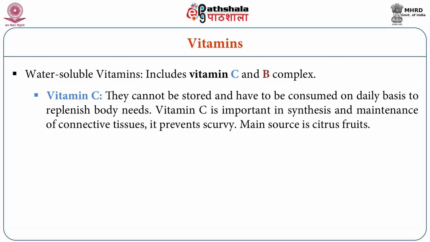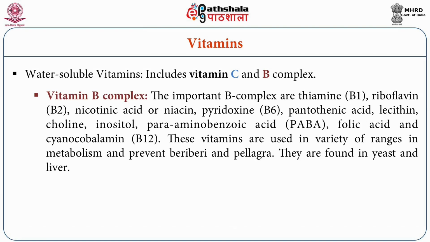Vitamin C is very important in maintenance and synthesis of connective tissues, and it also prevents deficiency disorders like scurvy, etc. Coming to the rich sources of vitamin C, you have all the citrus fruits which are good sources of vitamin C. Then you have the vitamin B complex.